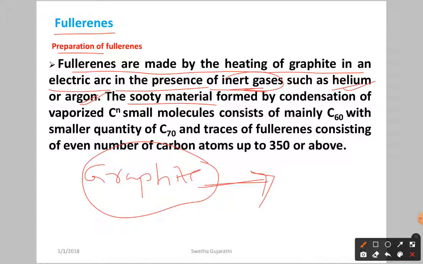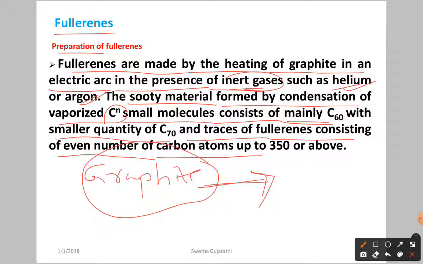That undergoes condensation, and mainly it is going to give, here you can see, formed by the condensation of vaporized Cn, where n is small, molecules consisting mainly of C60 with a small quantity of C70, and traces of fullerenes consisting of an even number of carbon atoms up to 350 and above. Here simply you are taking the graphite, you are heating in presence of helium and argon.